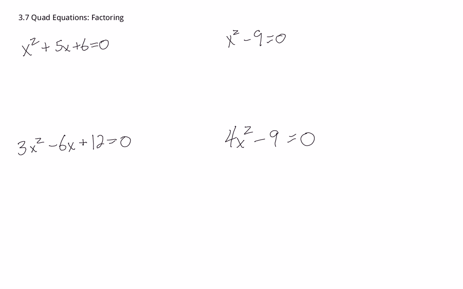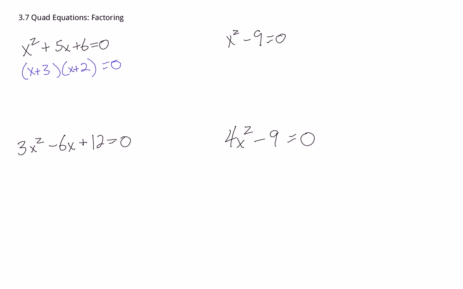So what you want to do is factor the equation, just like we did yesterday. You want to look at what two numbers multiply to give you 6, and add up to give you 5. In this case, you'd have a 3 and a 2, both of them being positive. So x plus 3 and x plus 2. And you want to figure out what's going to make those things equal to 0.